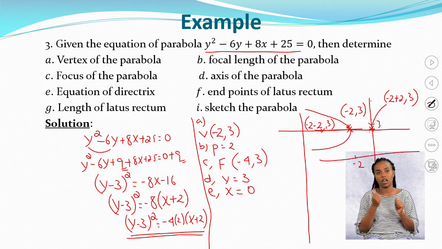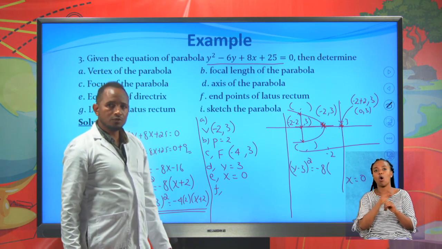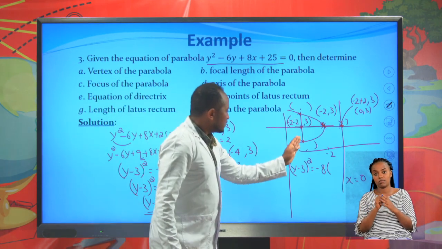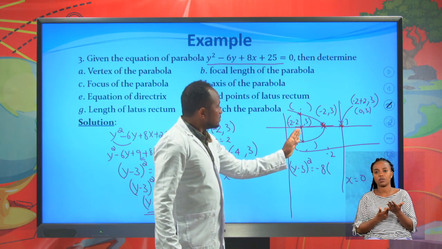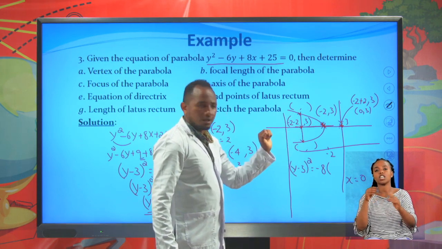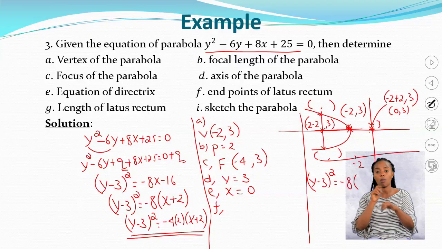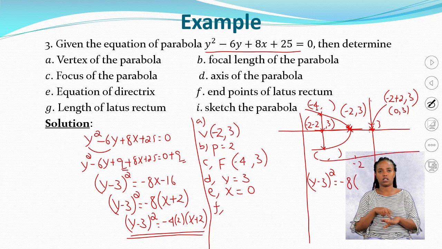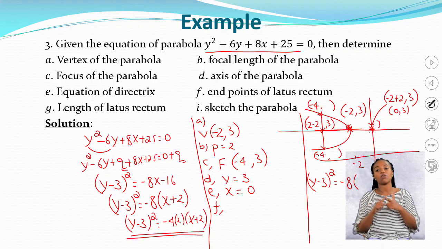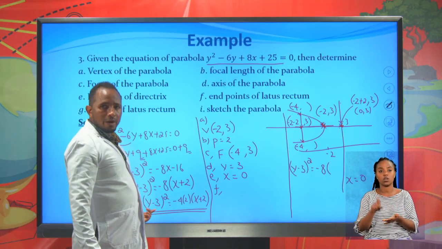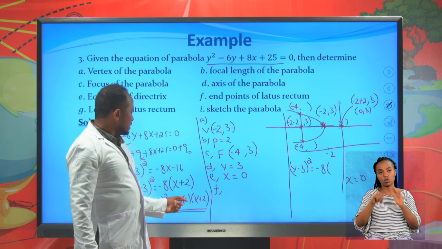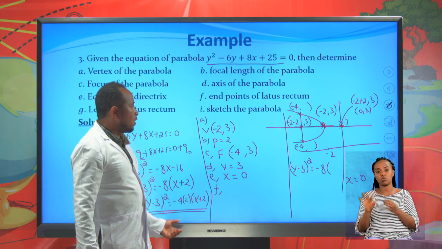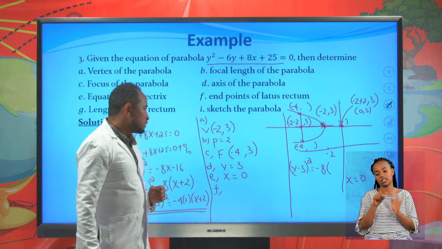What else? F, endpoints of latus rectum. To find the endpoints of latus rectum, note that the latus rectum passes through the focus. Its endpoints are on the parabola. Since it is a vertical line, the x coordinate is constant. We need to find the y coordinate. The x coordinate is negative 4. Therefore, using the equation y minus 3 whole squared is equal to negative 4p times x plus 2, substituting the value of x, negative 4, you'll have this.